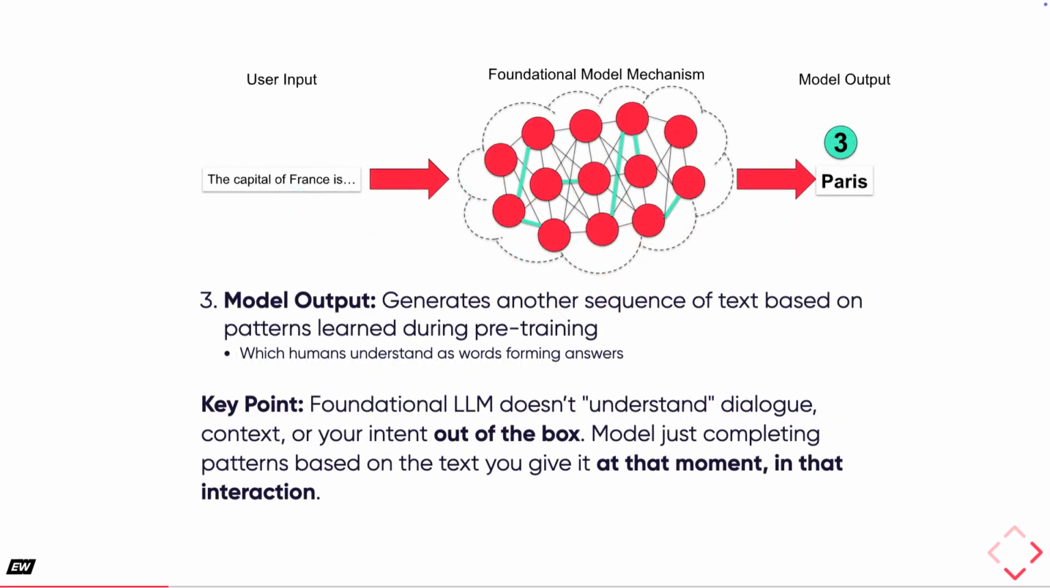Following its prediction, the model generates an output, as seen in step 3. This output is another sequence of text, in this case, Paris, which humans typically understand as the answer to the input. However, it's crucial to understand a key point about foundational LLMs. Out of the box, they don't understand dialogue, context, or user intent in the way humans do. The model is essentially completing patterns based on the vast amount of text it was trained on. It makes this prediction based only on the text provided at that specific moment in that particular interaction, without inherent memory or deeper contextual awareness.